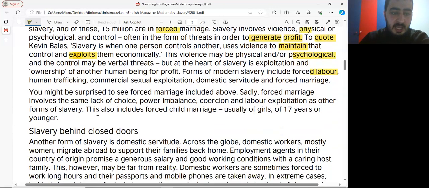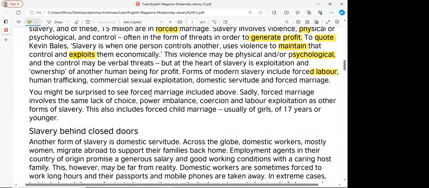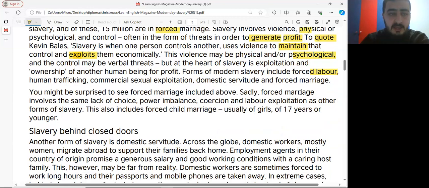أوكي خليني أقرأ القطعة هاي وأنت بتقرأي اللي بعدها. You might be surprised to see forced marriage included above. Sadly, forced marriage involves the same lack of choice, power imbalance, coercion, and labor exploitation as other forms of slavery. This also includes forced child marriage, usually of girls of 17 years or younger. بحكينا انه ممكن تكون متفاجئ انه الفورست ماريج مذكورة بين أنواع العبودية.